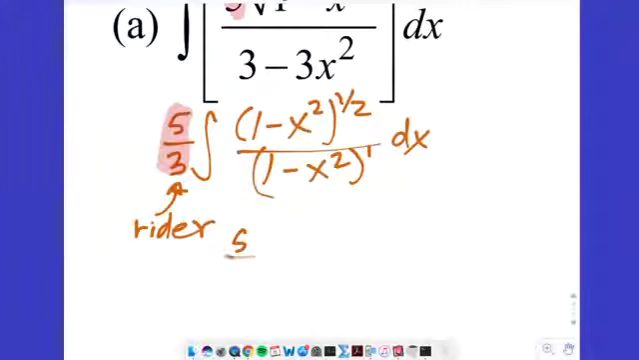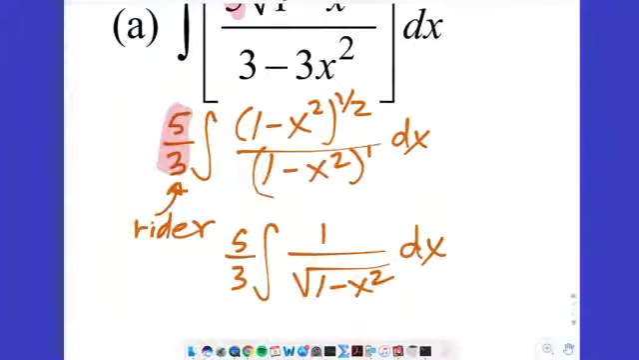Now it looks a little more promising. Again, I'm working straight down without equal signs. Now I have the bases are the same, so I can add the exponents. That's going to give me 1 minus x squared to the negative 1/2 power, right? To the negative 1/2 power means then that it's in the denominator under a radical.